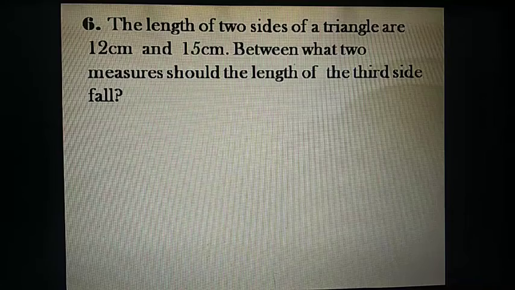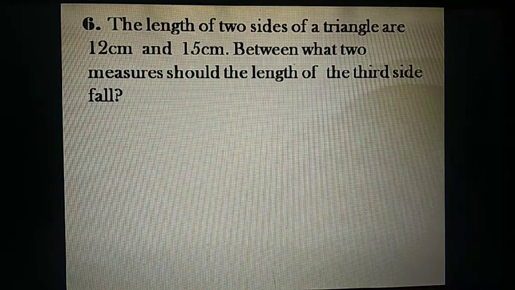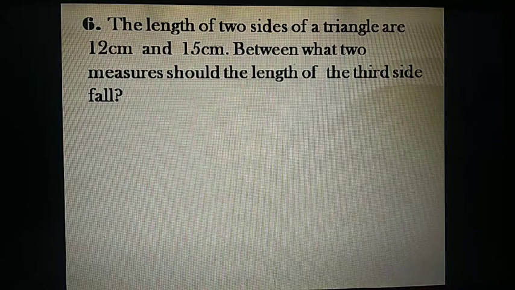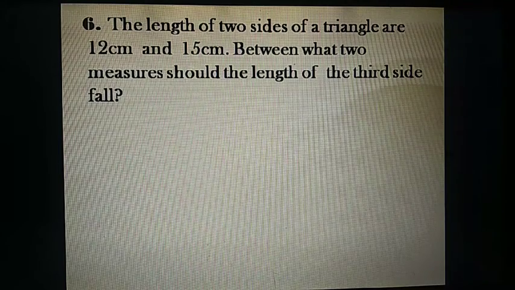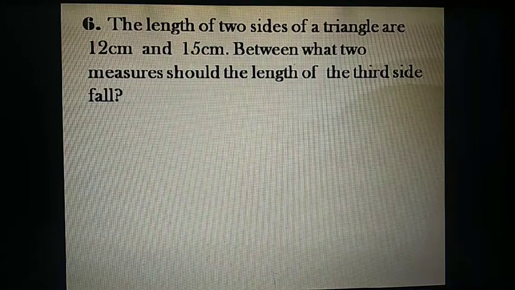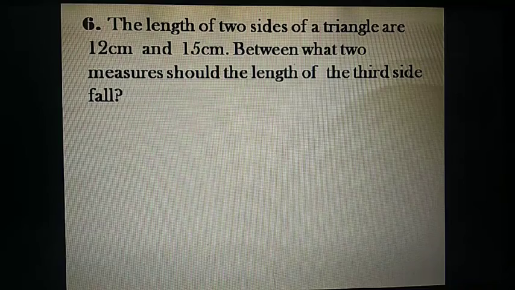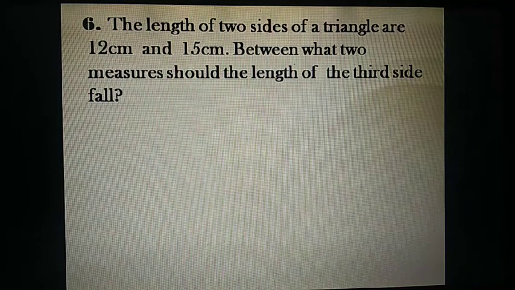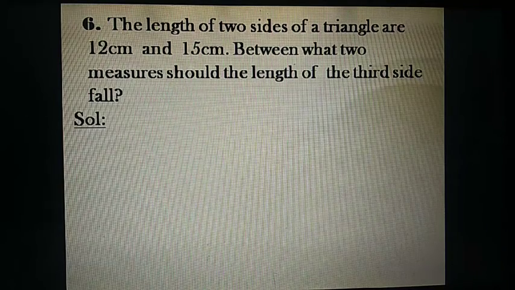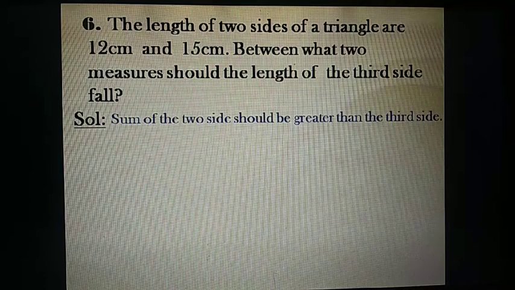Moving to question number 6. Here the lengths of 2 sides of a triangle are given to you, and we are supposed to find the range of the third side. As I told you earlier, if we are supposed to find the range of the third side on the basis of the values given to you of the 2 sides, we will use both the properties. First property is sum of the 2 sides should be greater than that of the third side.